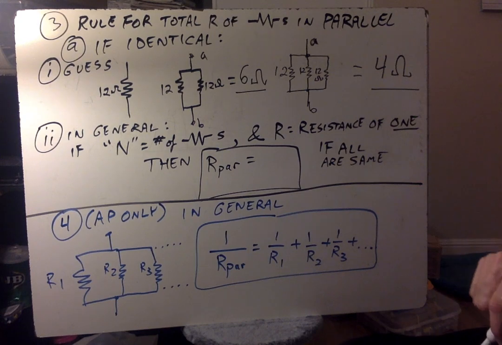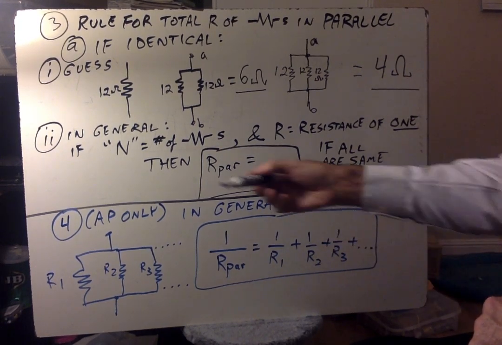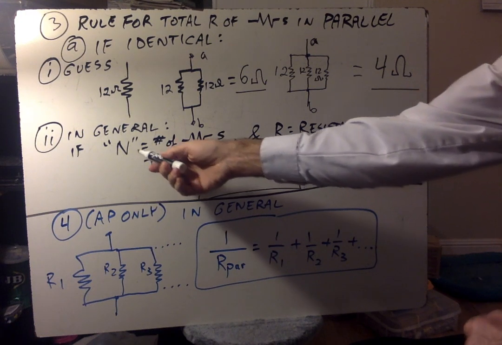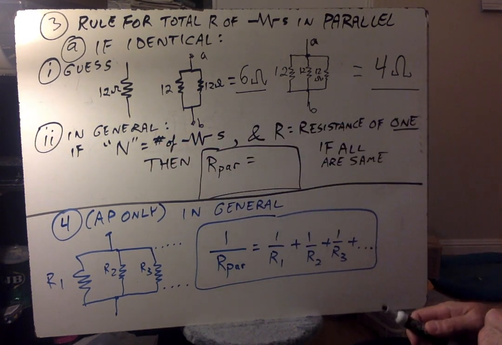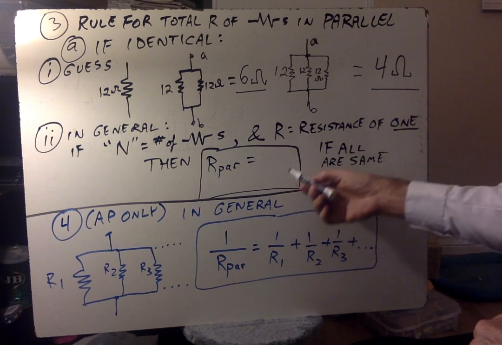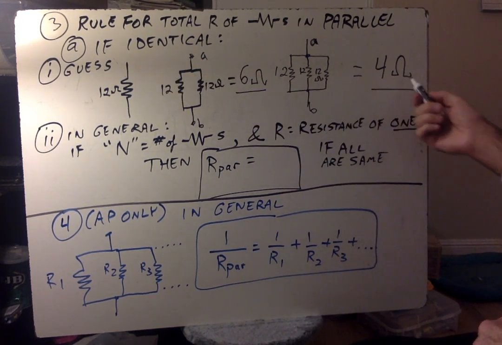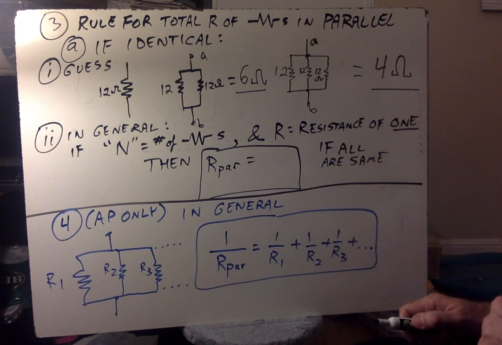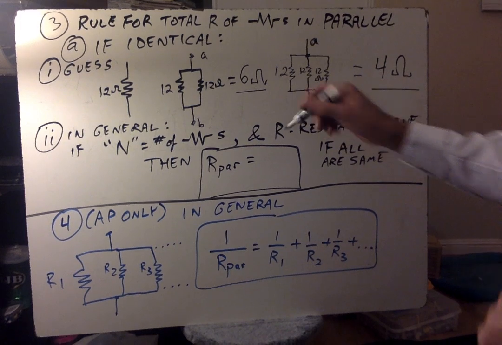That's with specific numbers to build your intuition. But now let's talk about it in general. We need to do that with letters. So if n equals the number of resistors and r equals the resistance of just one of them, write in here what you think the formula would be based on these examples. What would be the formula for resistors in parallel if they're all the same? And I'll help you with that by looking at this one.